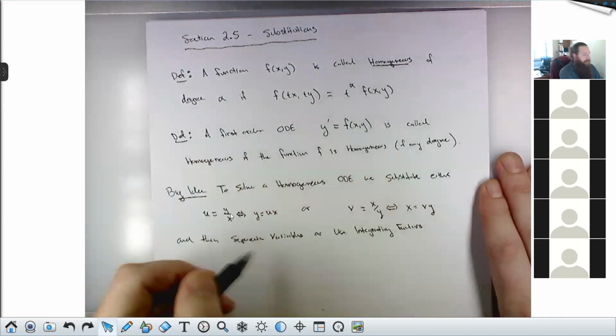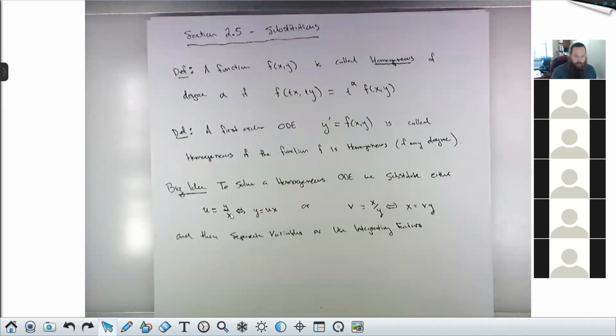Of course, if you can separate variables, you should do that. And I think most of the time, these homogeneous equations yield something where separation of variables will work. So that's the idea. That's the main move here. Okay. So let's look at an example of a function that is homogeneous.